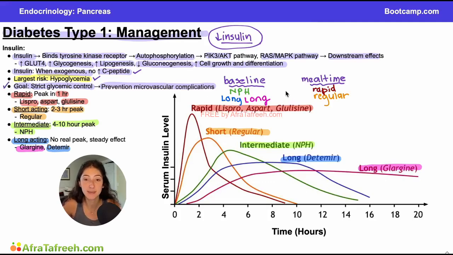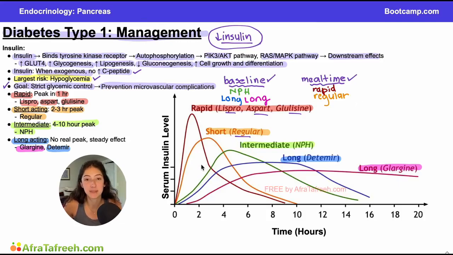In order to achieve this, we use several different types of insulin. We usually pick a longer-acting baseline insulin, so either glargine, detemir, or NPH to give them some sort of basal level of insulin throughout the day. And then we will supplement with mealtime or more short-acting insulin, such as our rapid types of insulin, Lispro, Aspart, short-acting insulin, regular insulin, to offset the rapid rises in glucose that accompany mealtimes.